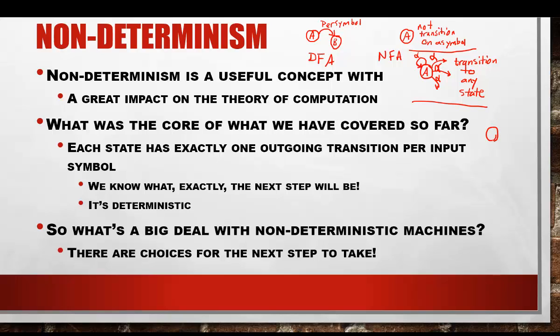Or to just transition without reading any symbol. These will be in the form of your epsilon transitions. So this means that your machine has the choice of transitioning from a state without reading symbols.